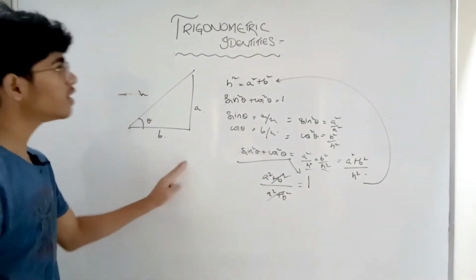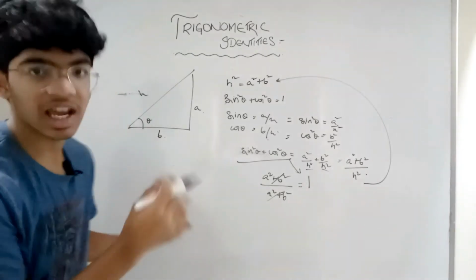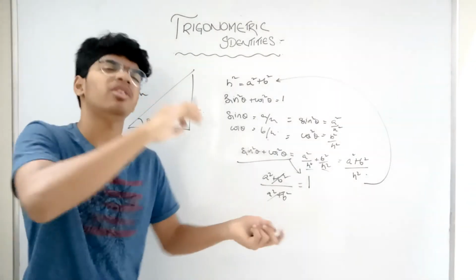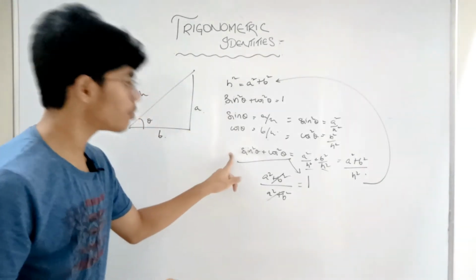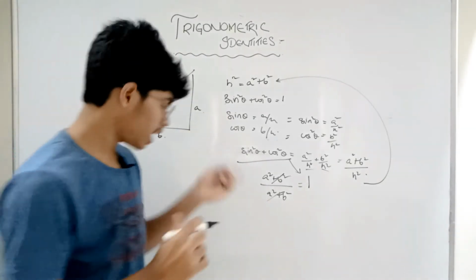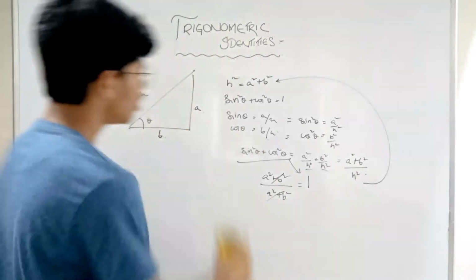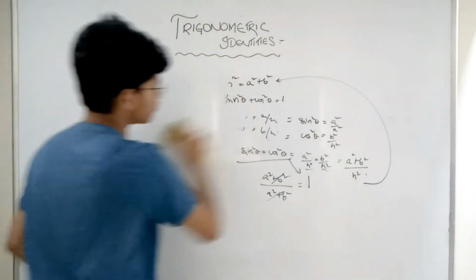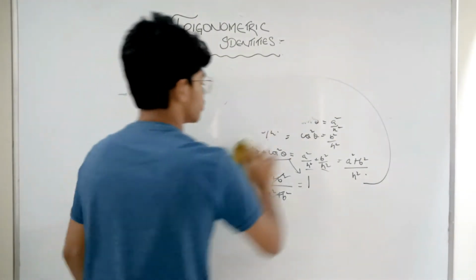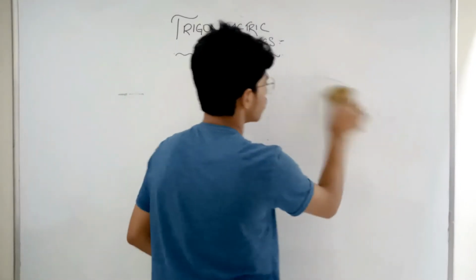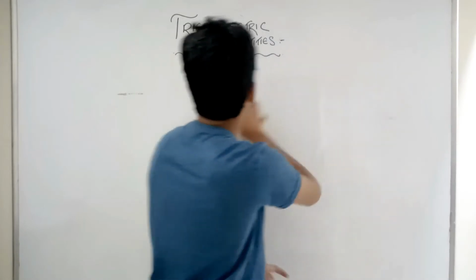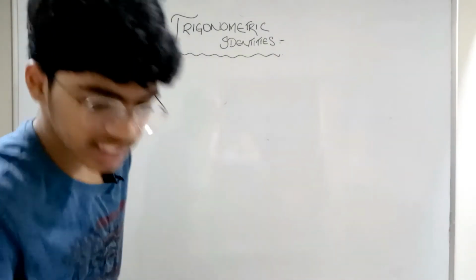So this is the first trigonometric identity. The remaining two are not so important, but this is the first and foremost important trigonometric identity in the trigonometry chapter. We'll discuss the remaining two. They are also easy.